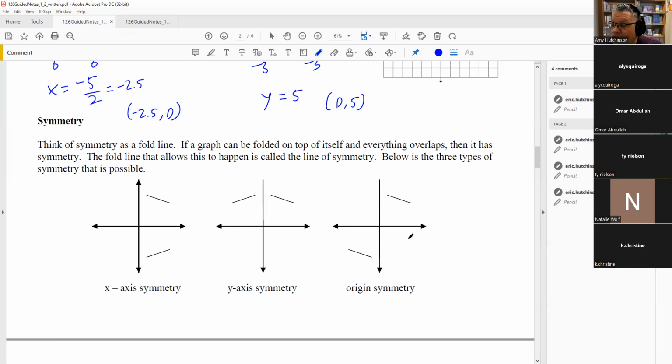So it's not necessarily a fold line with origin symmetry. It's more of just seeing the same thing in opposite quadrants. And that's how you can tell that. So that's what we're defining as three different types of symmetries.